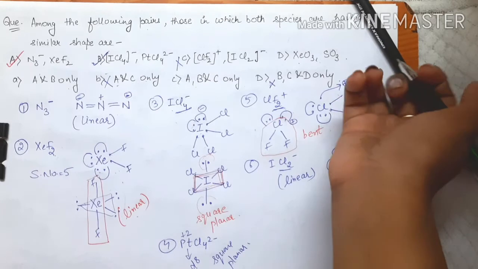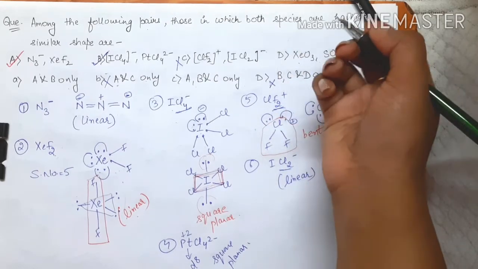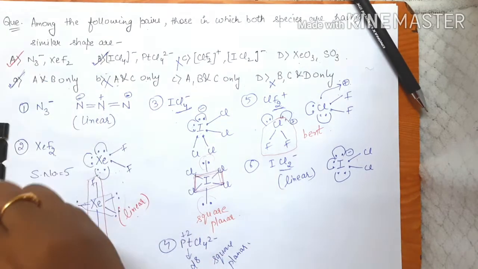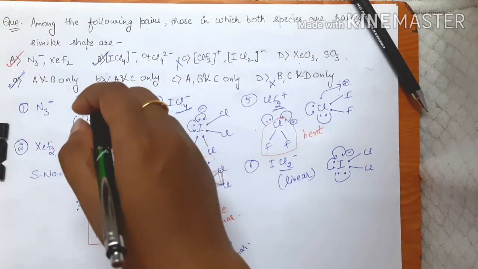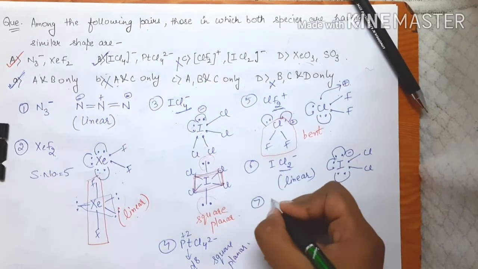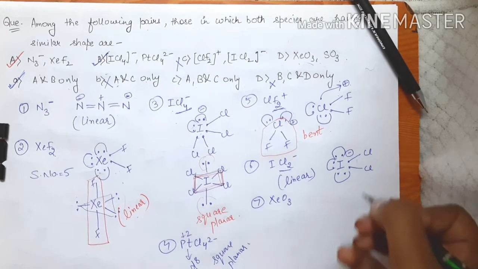And we don't have to check for the D option. We are already getting our answer as A and B only, but for practice purpose we are also going to discuss the 2 molecules which are in D option. Okay, now first is XeO3.